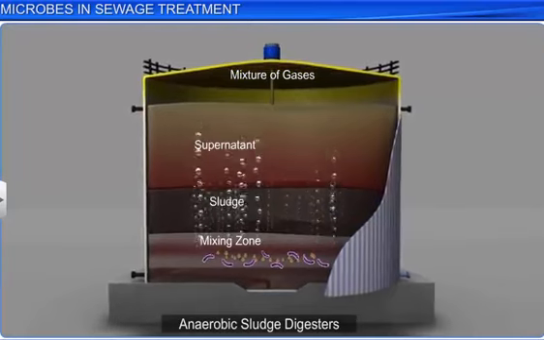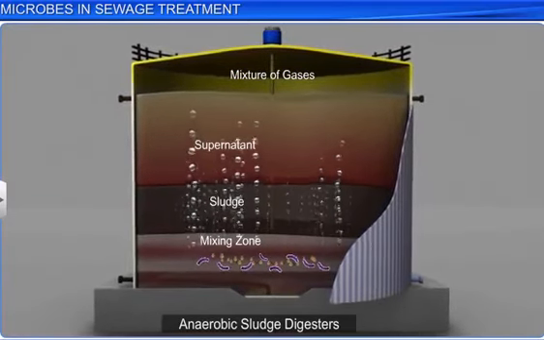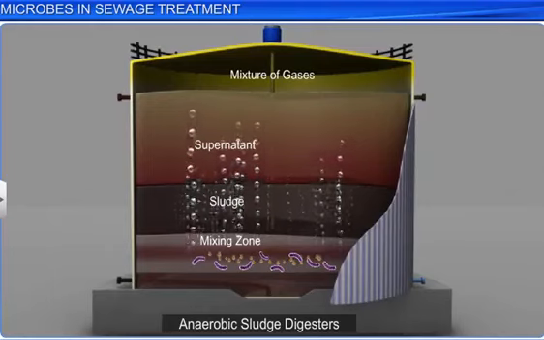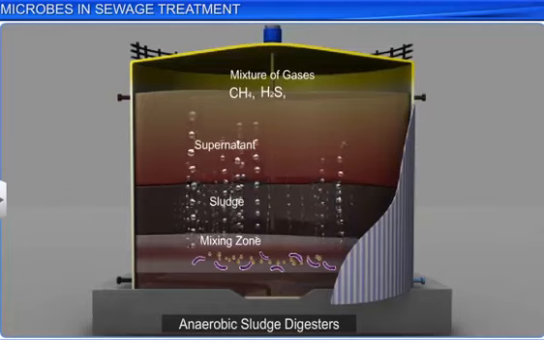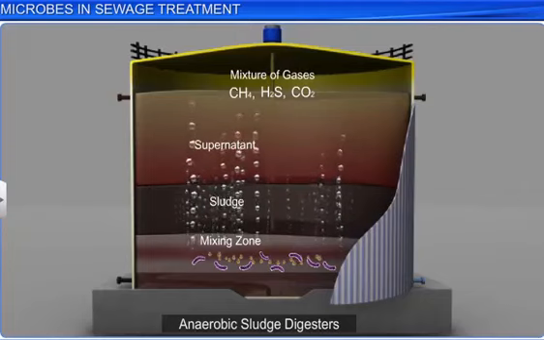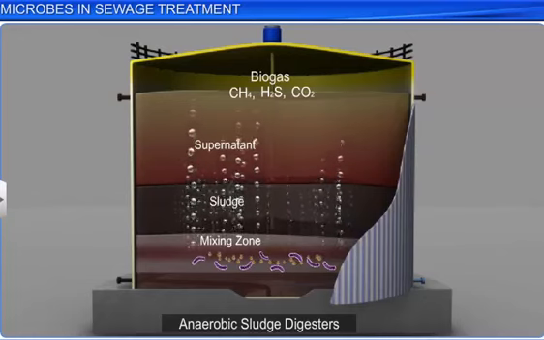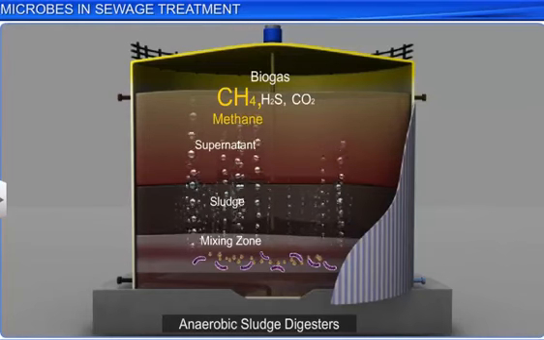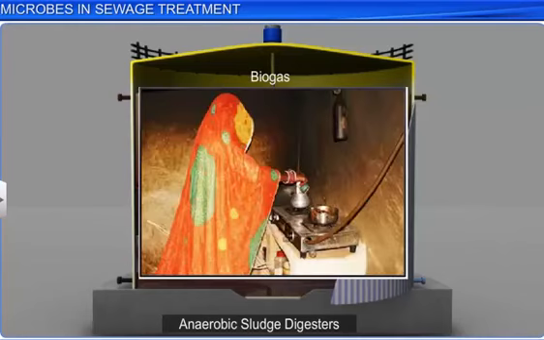Here, anaerobic bacteria digest the bacteria and fungi present in the activated sludge and produce a mixture of gases such as methane, hydrogen sulfide, and carbon dioxide. This mixture of gases is also called biogas and is used as fuel since it is inflammable. Methane is the main gas produced from sewage treatment and also serves as fuel. It is used to produce heat in homes and factories.